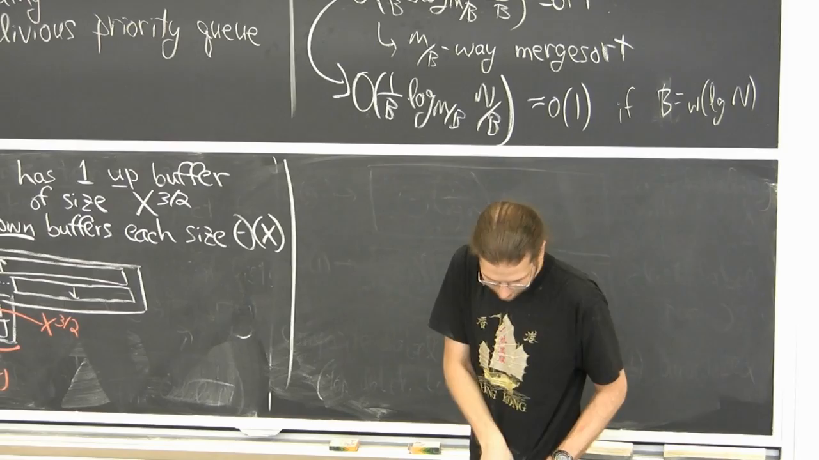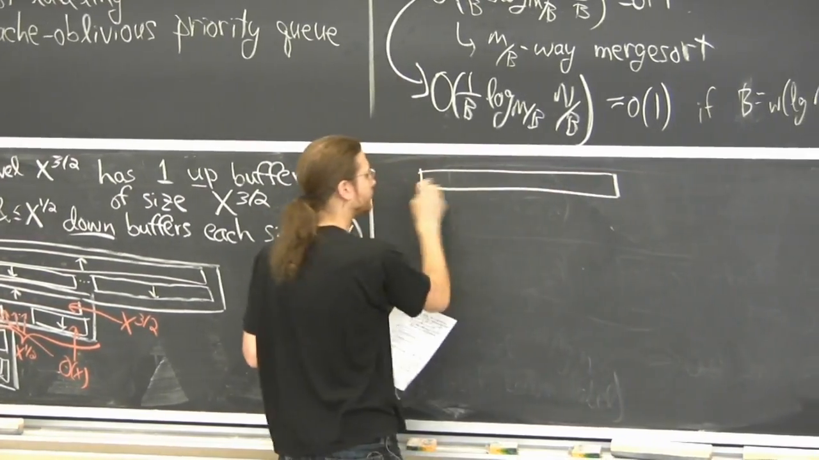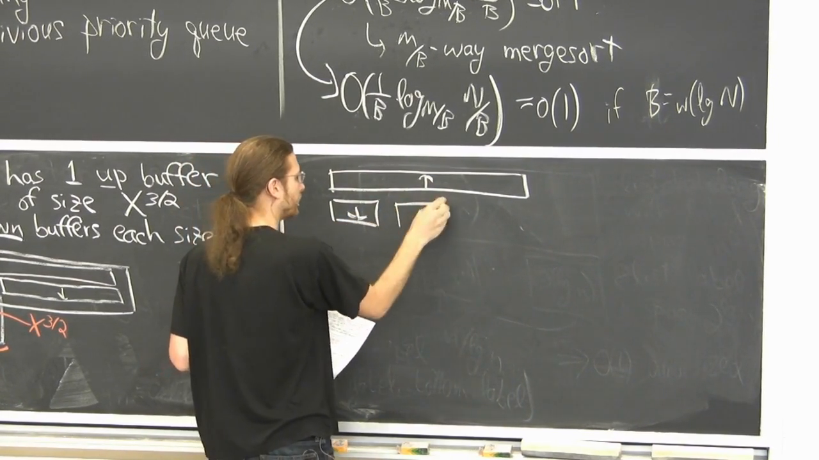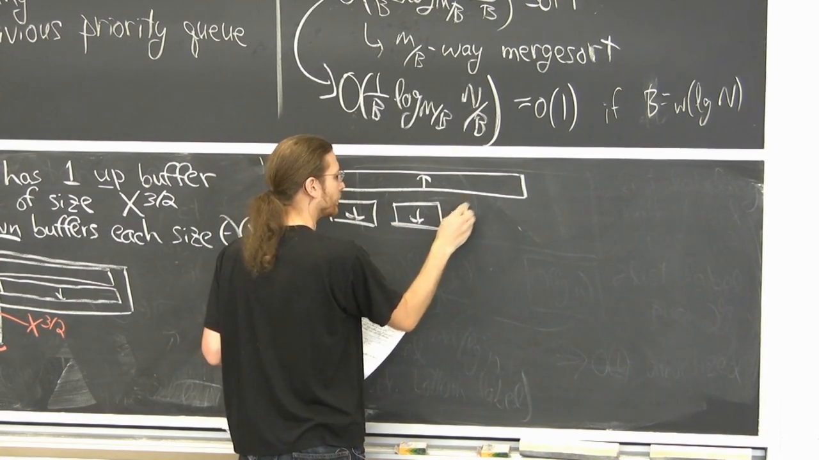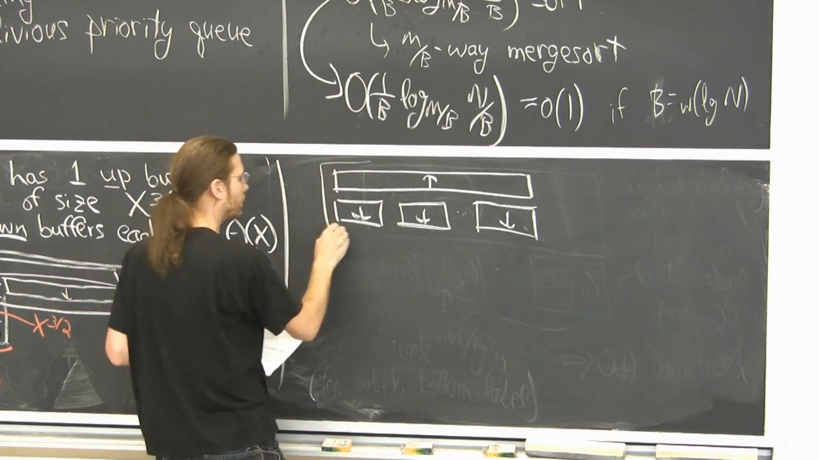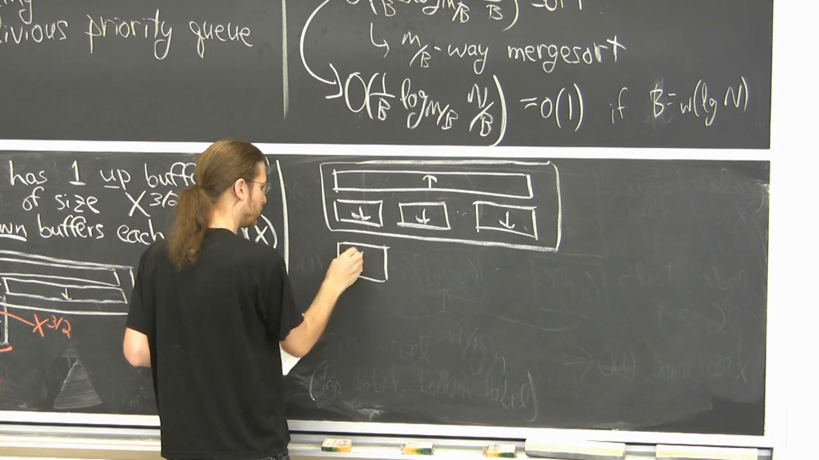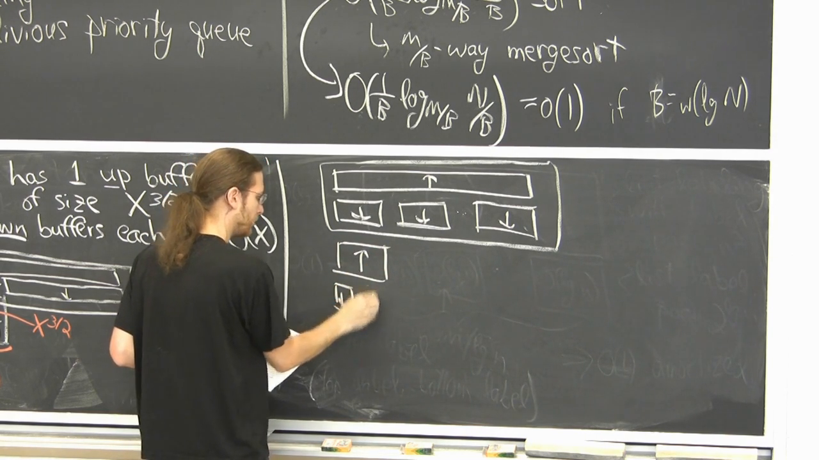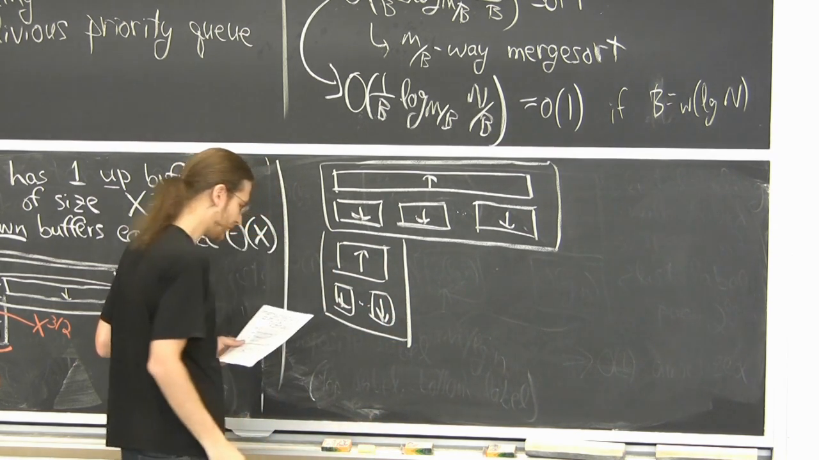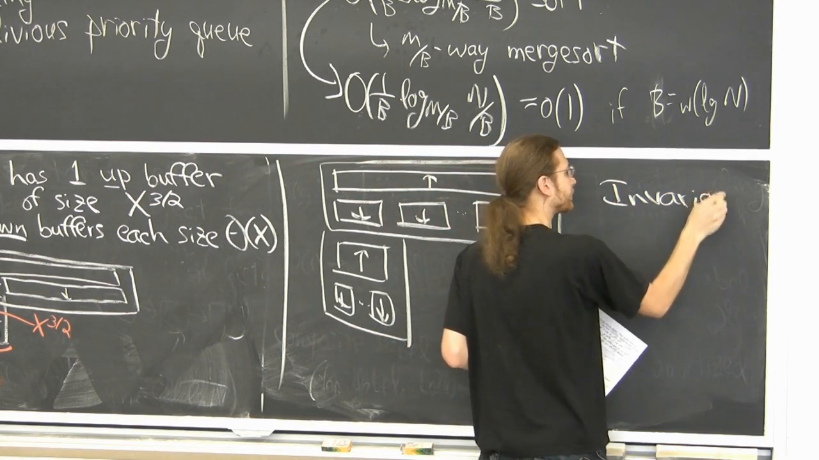So if that's not sufficiently messy, let me redraw it, make it a little cleaner. I want to look at two consecutive levels and specify invariants.